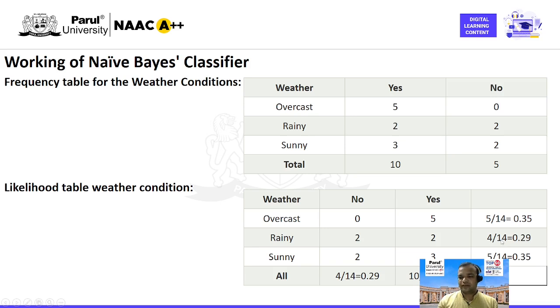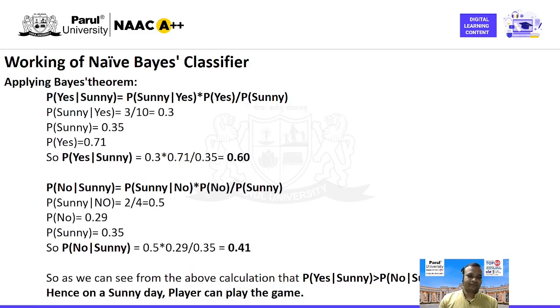So 4 upon 14 is 0.29. Okay. For the sunny, similarly we calculate 0.35. How many said yes? Total count here 5, 2, 7 plus 3, 10. 10 upon 14 is 0.71. Similarly calculate for no. 4 upon 14 is 0.29. Okay.